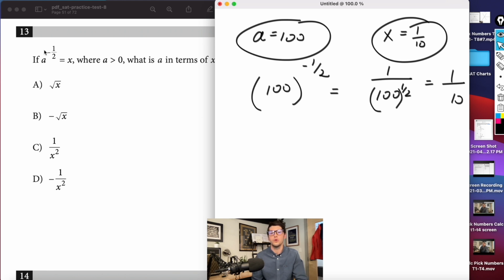And then what you're looking for is how do I get back to a, which is 100, when I put in 1/10 for x. Right? So then you just do that. So of course you could kind of estimate here. The square root of 1/10, definitely not going to do it. The negative square root of 1/10, no, that's not going to do it. And then you look at these two here.